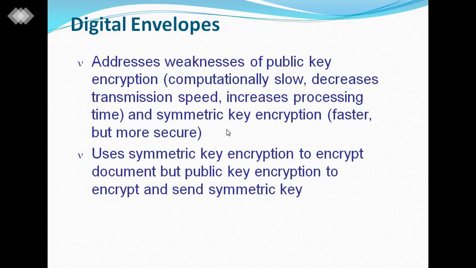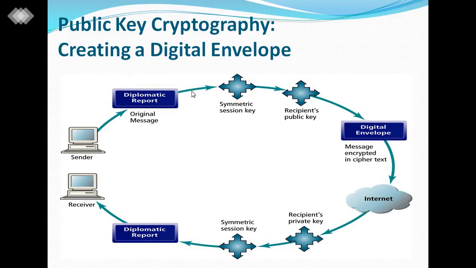A digital envelope addresses the weakness of public key encryption, and relates to symmetric key encryption, which is faster but less secure. So symmetric key encryption is used to encrypt the document, and public key encryption is used to encrypt and send the symmetric key. Here is public key cryptography creating a digital envelope. The sender sends the original message. The symmetric key and public key are placed in the digital envelope, the message is encrypted into ciphertext, and the recipient uses their private key to recover the symmetric session key.